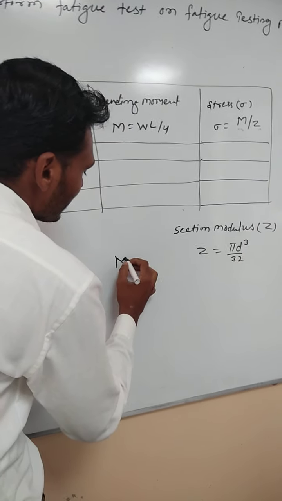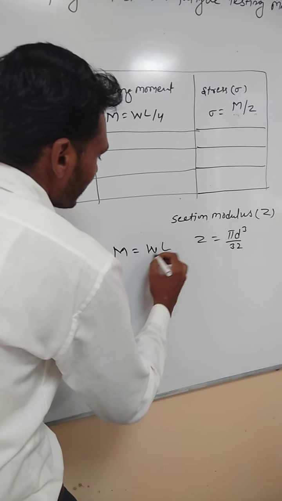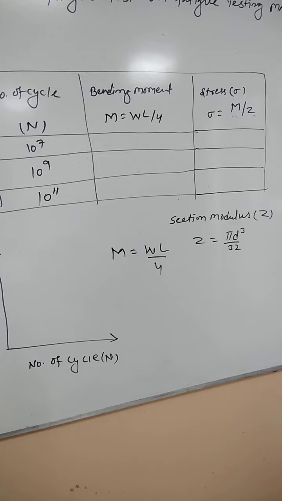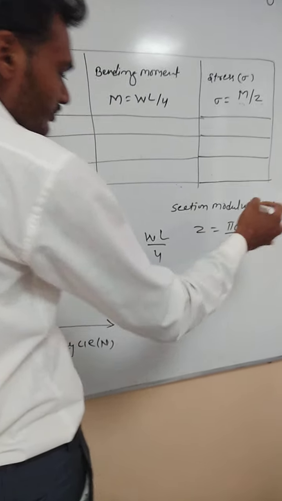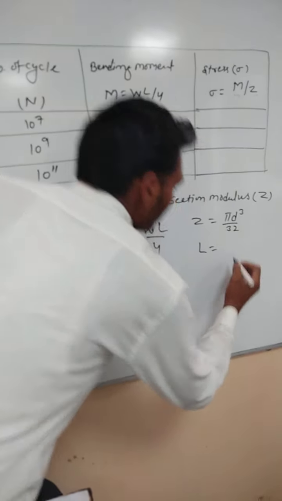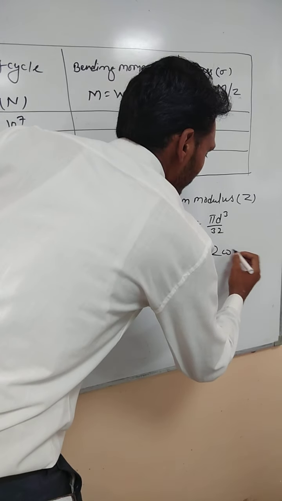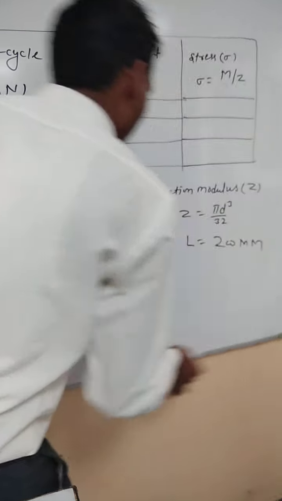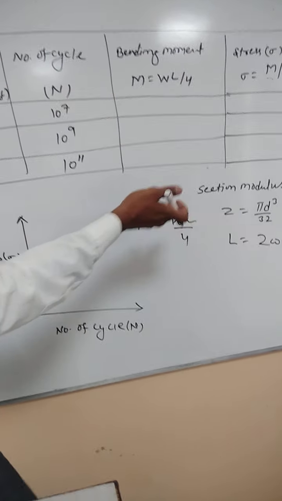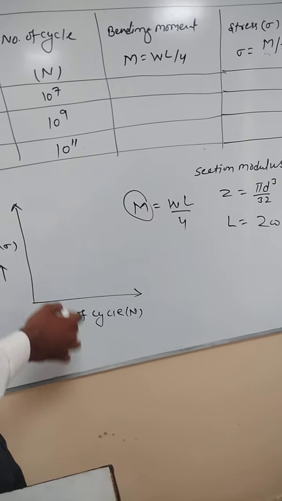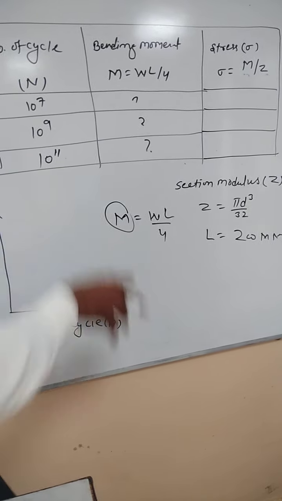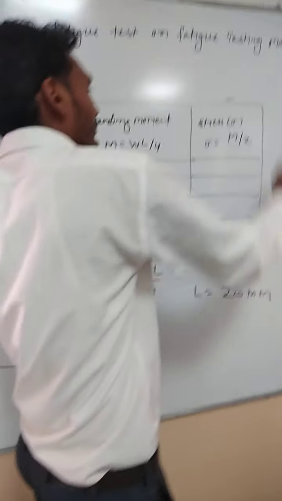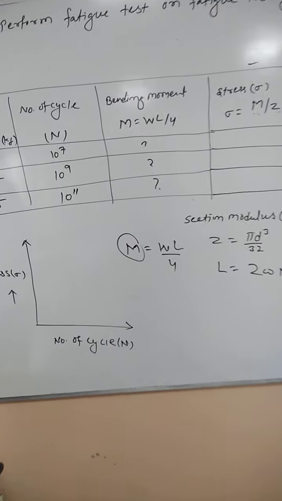Put the value, M equals W L by 4. W is the load given in the table. Length L is the length of the specimen, already we discussed, 200 mm. Put the values of load and length and calculate the bending moment. Different values, and finally calculate the bending stress.